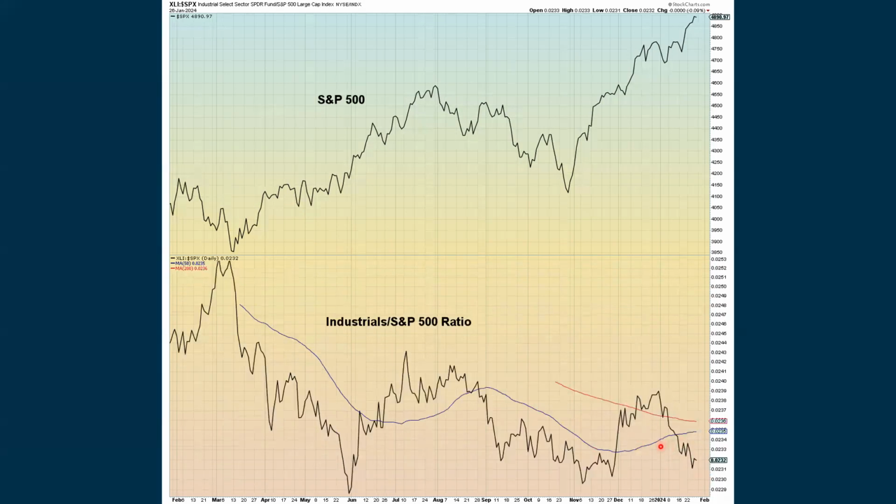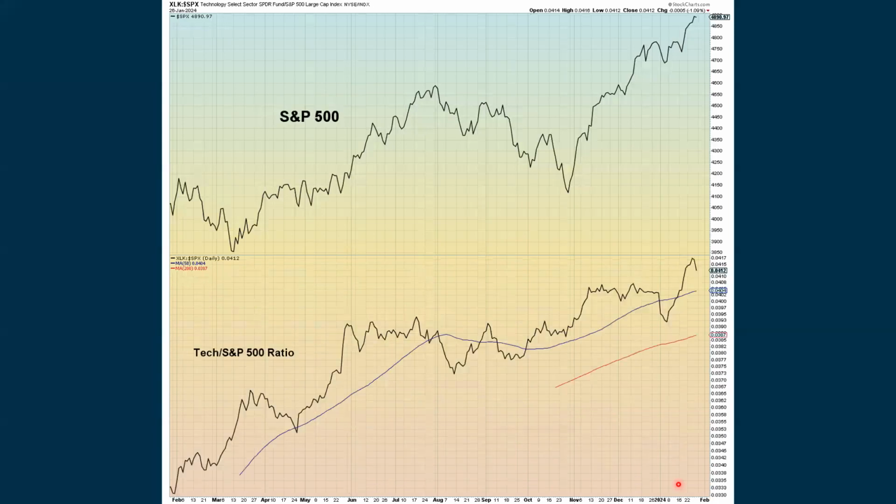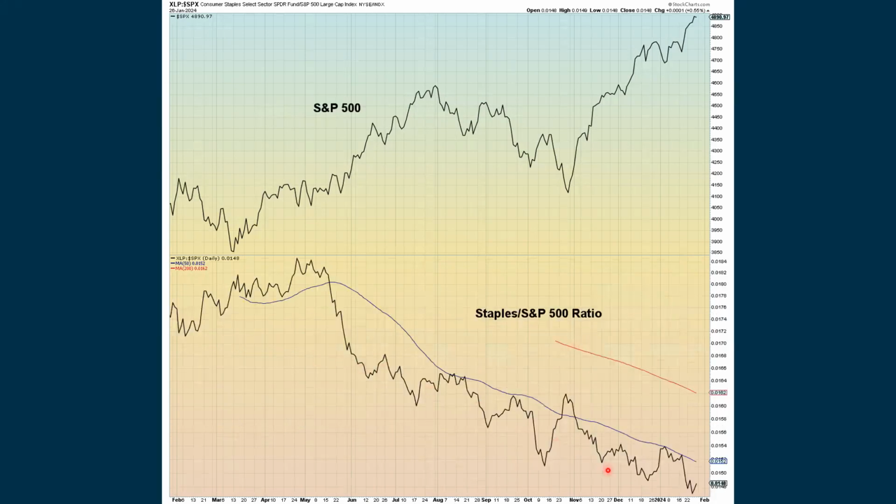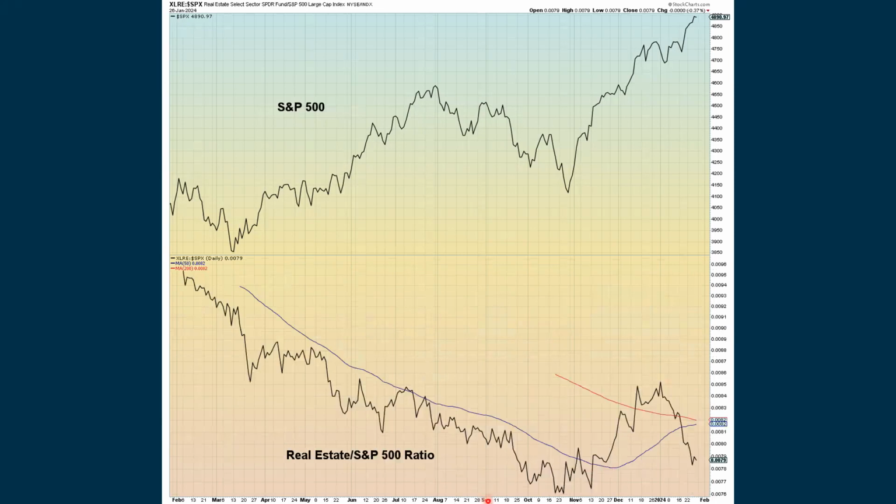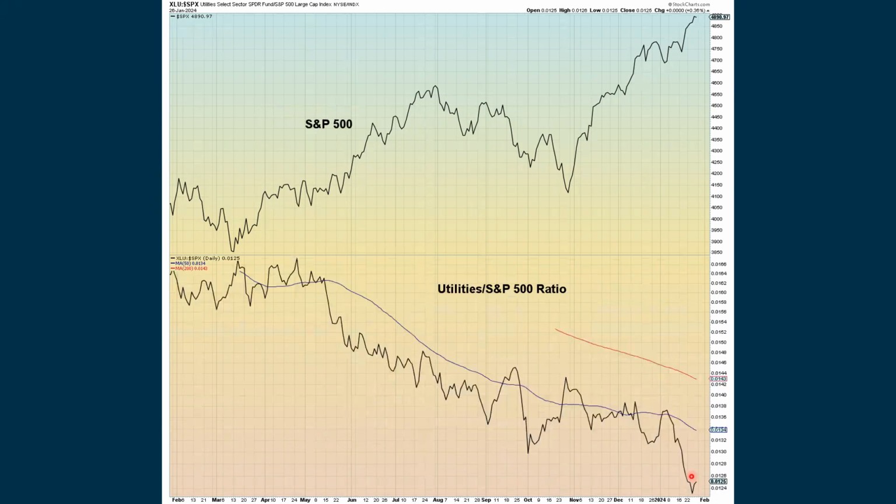The industrials continue to underperform the S&P. Tech has been the strongest area, even though it pulled back later in the week. It's still really outperforming the S&P. Staples are underperforming the S&P. Real estate was showing some improvement as interest rates were going down. Now it's starting to decline as interest rates have been going back up.